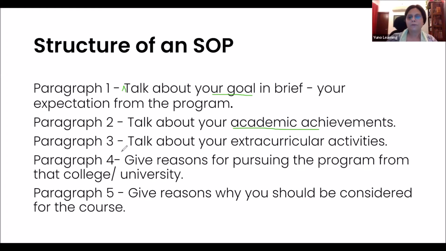Now let's move on to the 4th paragraph. What do you do in the 4th paragraph? Whatever program you are pursuing, you give reasons for that. Why are you pursuing this program from that particular college or university? So you have to give reasons for selecting a particular university, and here you have to give reasons for selecting that particular program. Why?